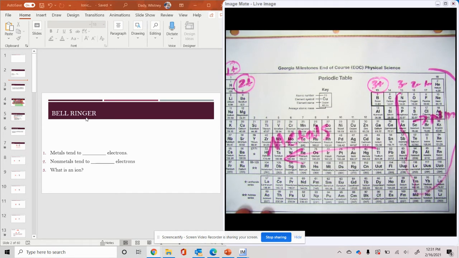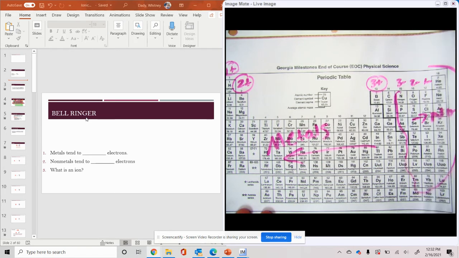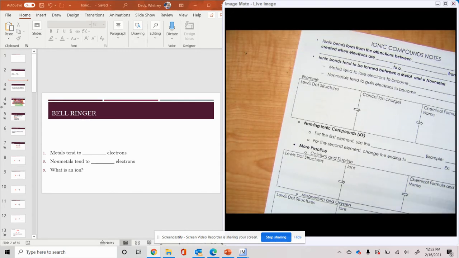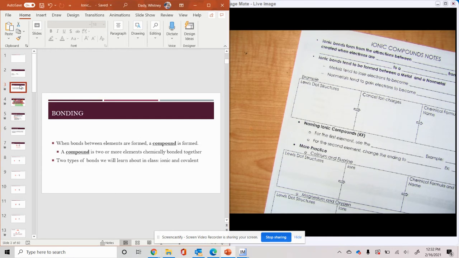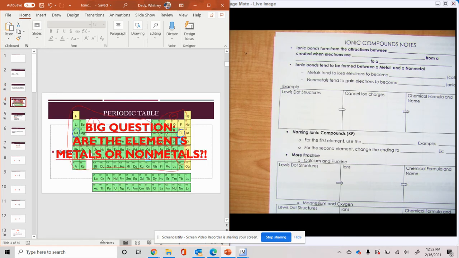All right, so you're going to need to get your note sheet and go over your notes with me as we do this. So we'll partially be looking at the notes as we go through the PowerPoint. All right, next thing. So bonding. When bonds between elements are formed, a compound is going to be formed. And you need to know a compound is 2 or more elements chemically bonded together. So we're going to talk about 2 types of bonds. We'll talk about ionic and we'll also talk about covalent. Today, we're only doing ionic bonds.